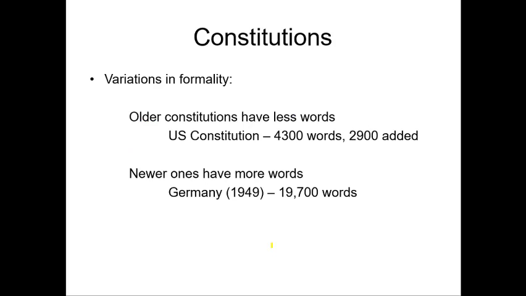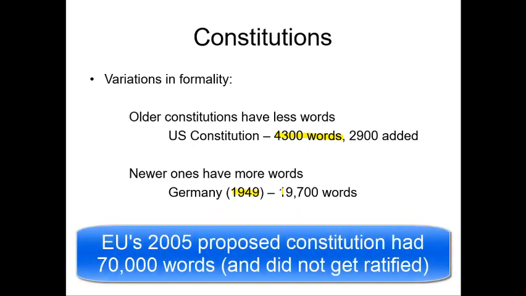Now, we already talked about how there are quite a few variations in formalities of constitutions. As I said, older constitutions have fewer words. The U.S. Constitution is considerably short, relatively speaking, with 4,300 words originally, and then 2,900 words added in the amendments. And as we get into the newer, more recent constitutions, the world is more complicated now than it was. And even in 1949, Germany's had quite a few more words. And when you look at constitutions with even more recent structures, such as the EU, they are considerably larger.